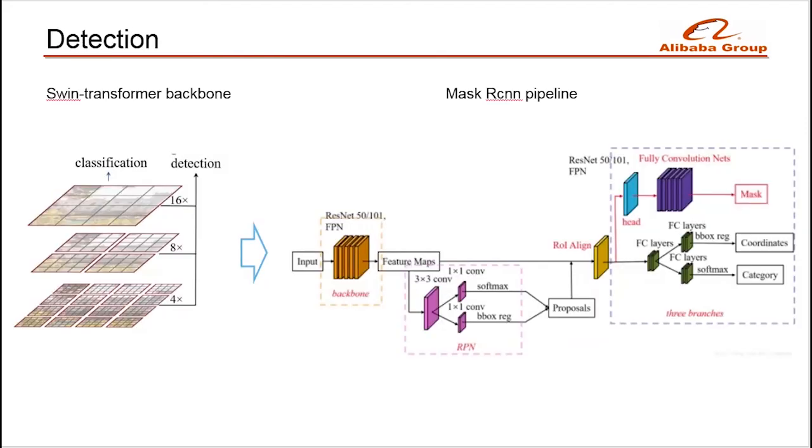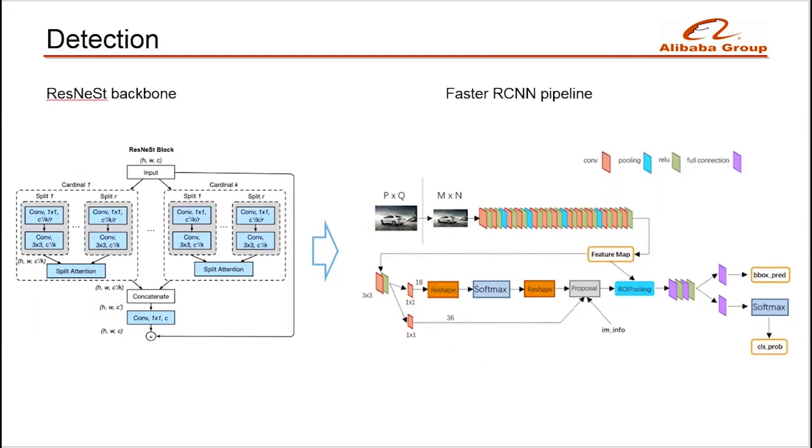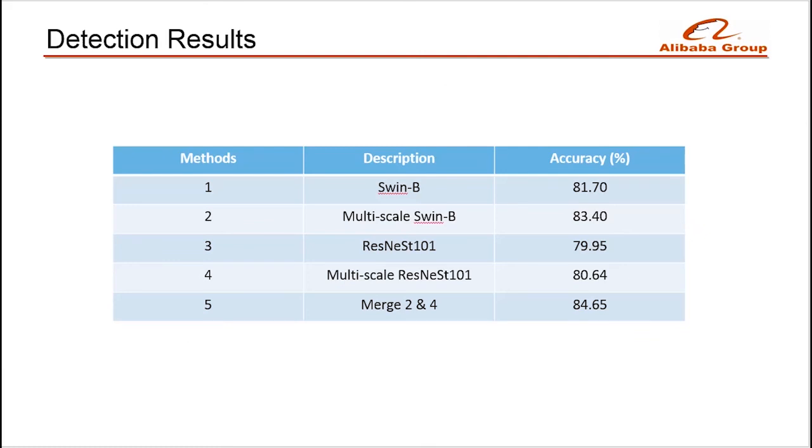For the object detection part, we train two kinds of strong detection models. The first model is a Swin Transformer-based Cascade Mask R-CNN model. The second model is a ResNeSt-based Faster R-CNN model. For the detection application, we extract the class label for the given box for each object. The Swin model achieves 81.7% accuracy, and the ResNeSt model achieves 79.9% accuracy. Then we utilize multi-scale inference and ensemble the two kinds of model. The final label prediction accuracy is 84.6% here.